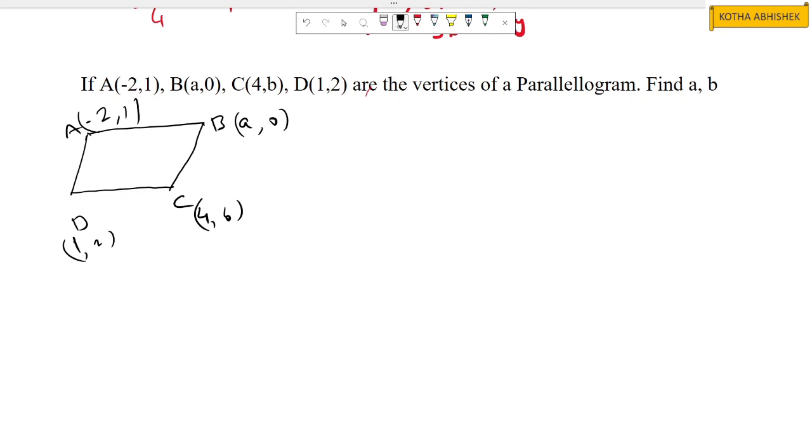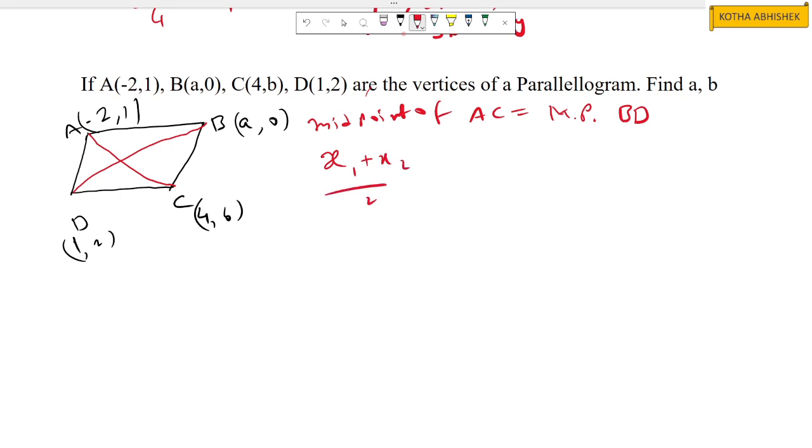Now, whenever we are speaking about the vertices of a parallelogram and some are missing in the vertices, then we need to go with the midpoint of the diagonals. So, AC diagonal midpoint is exactly equal to the BD diagonal midpoint. That is a property of a parallelogram, that midpoints of the diagonals are equal to each other. So, that is nothing but midpoint of AC equals midpoint of BD. What is the formula to find the midpoint? (x1 plus x2) by 2 comma (y1 plus y2) by 2.